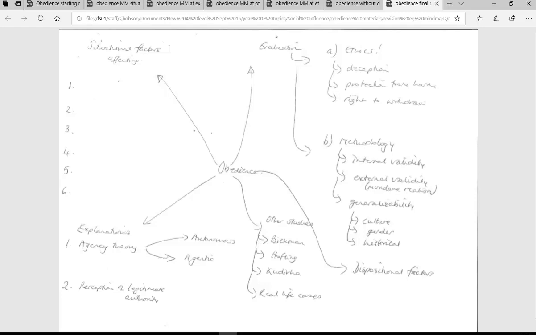So there is our mind map and our mind map summary. We will go on to resistance, disobedience, defiance, and that will be our next little mind map.